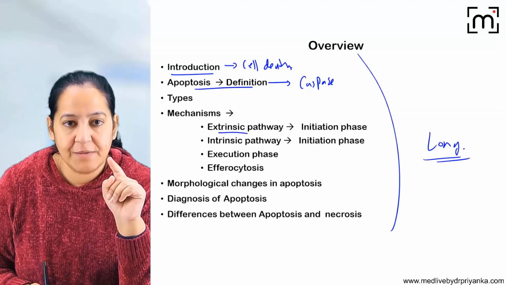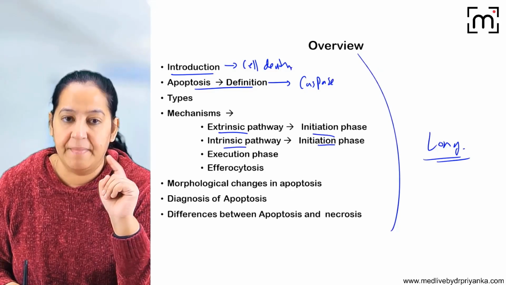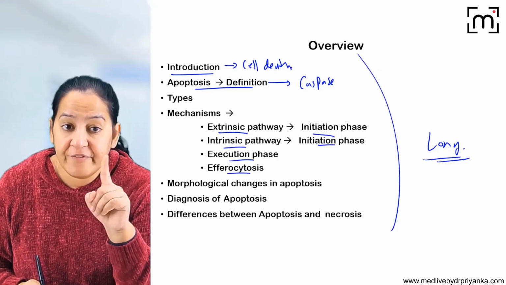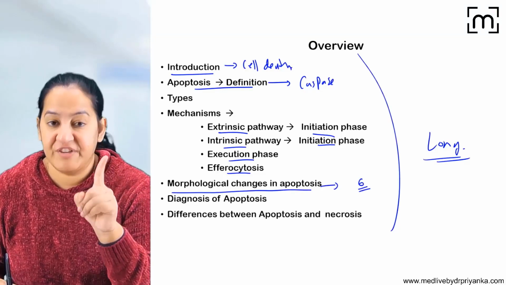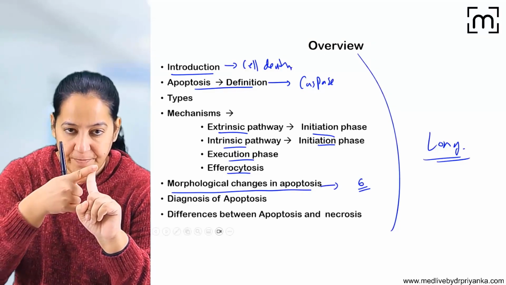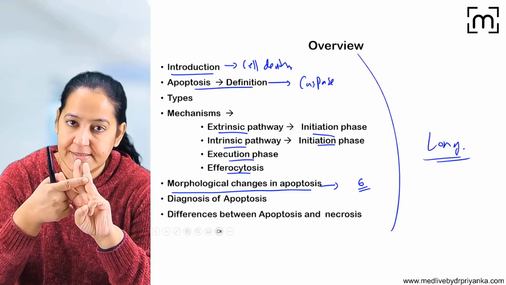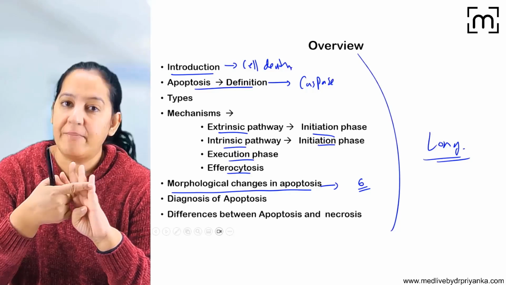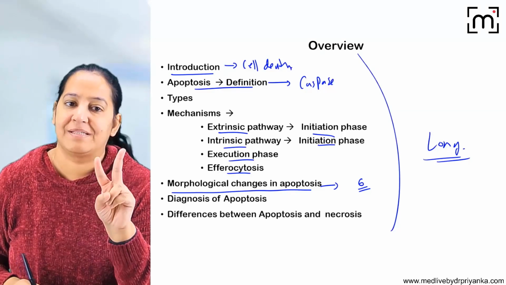Now tell me the extrinsic pathway, draw the flowchart. Intrinsic pathway, draw the flowchart, initiation phase of both of them, and finally the execution phase, and finally phagocytosis. Morphological features: you have to mention the 6 morphological features in a sequence. Cell shrinkage, eosinophilia, then the nuclear changes, pyknosis, karyorrhexis, followed by bleb formation, apoptotic body, and phagocytosis. Learn the most common, most specific.